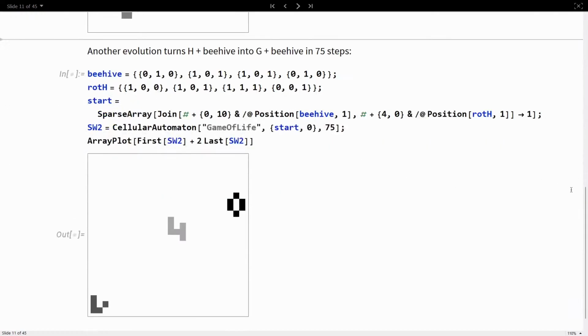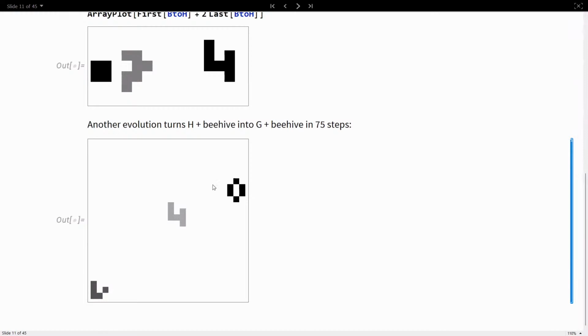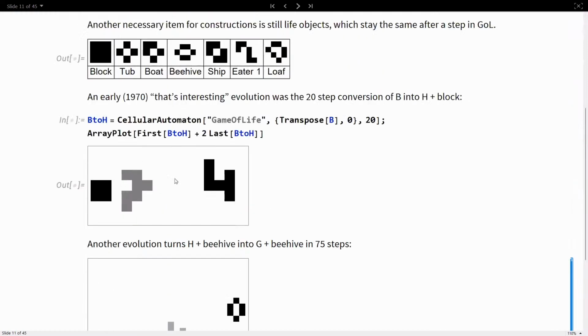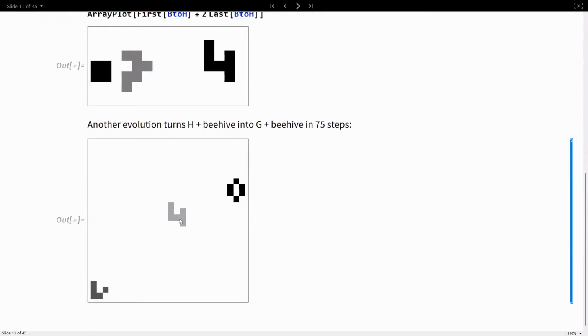Another easy evolution is to start with the Herschel, and if you have a block or a beehive over here, after 75 steps, you get the beehive still over here, and you've got a glider moving down. So that's an example of a simple signal. You've got a single Herschel object and a beehive, and you get this reaction.